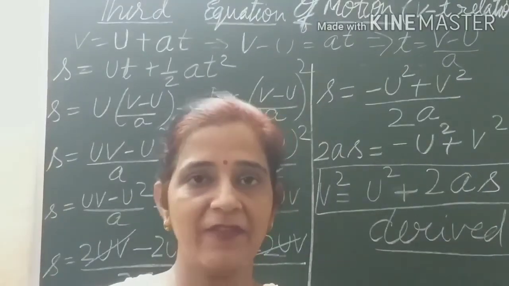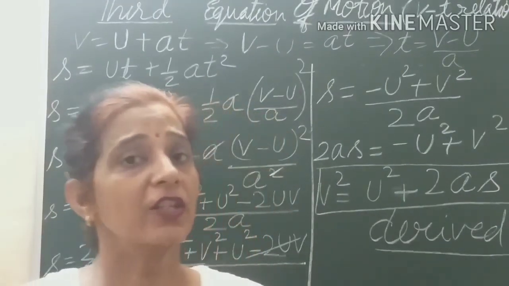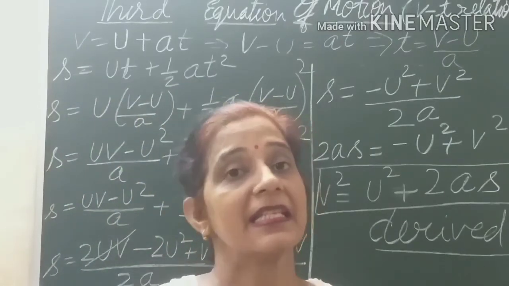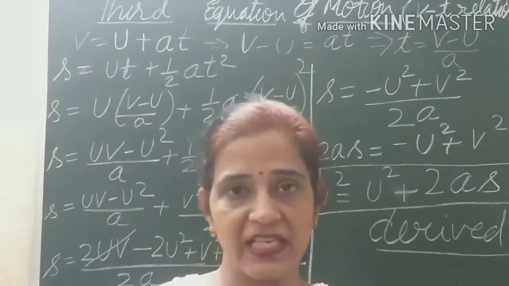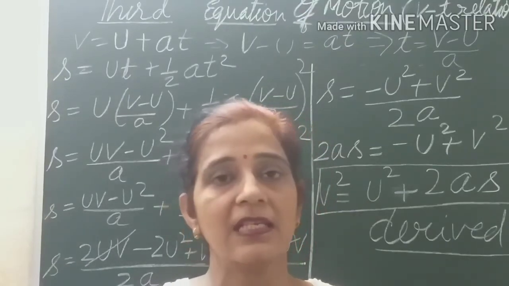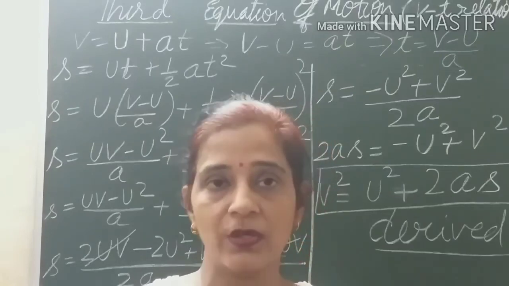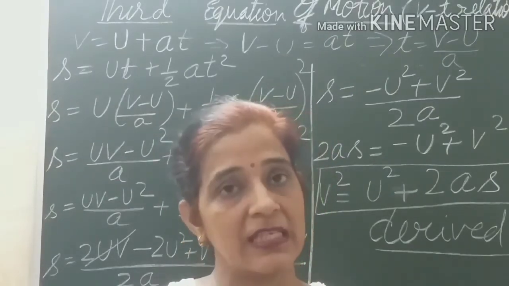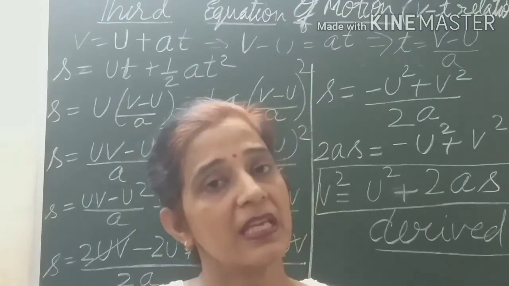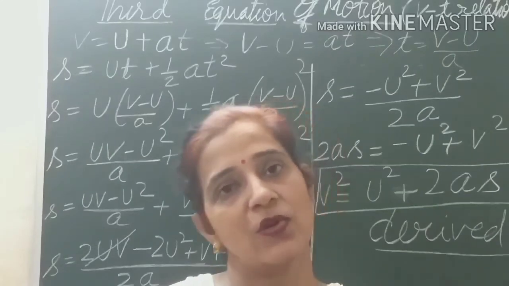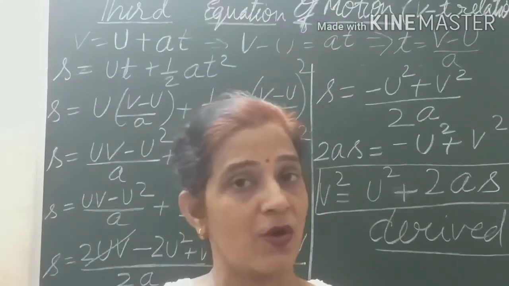Now we have derived all the three equations of motion. Now 3 points you have to remember: if a body is starting from rest, its initial velocity will be 0, and if it is coming to rest, its final velocity will be 0, and if a body is moving with uniform velocity, acceleration will be 0. Now if we remember these 3 points, we can easily solve the numerical problems based on motion.